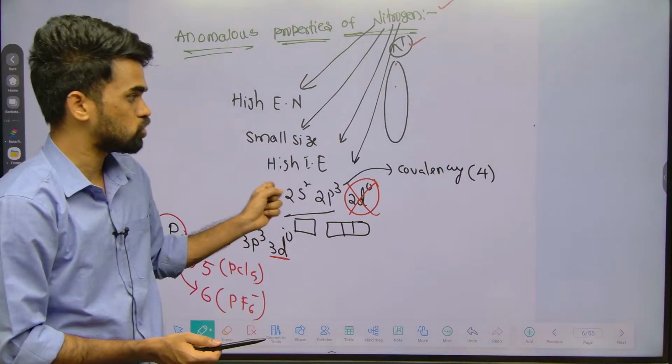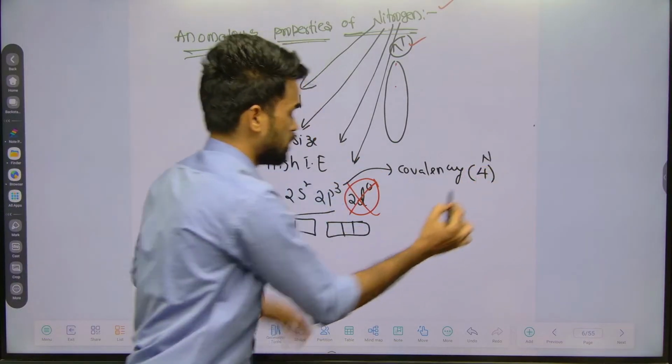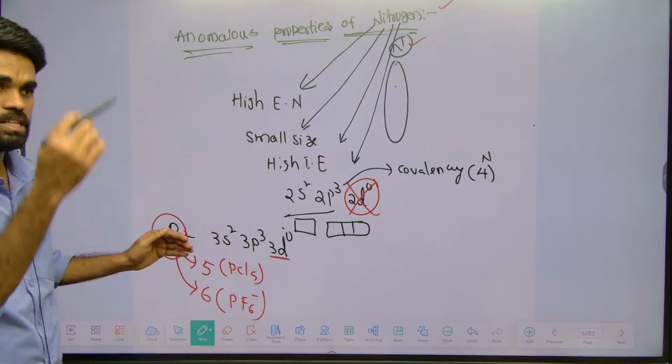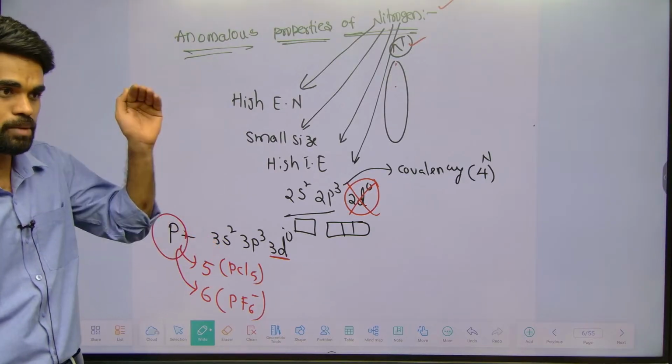Maximum covalency of nitrogen is how much? 4 for nitrogen. Other elements can extend it. The same story is applicable in other series also, like the carbon family.